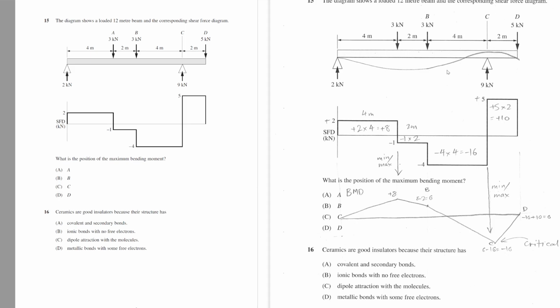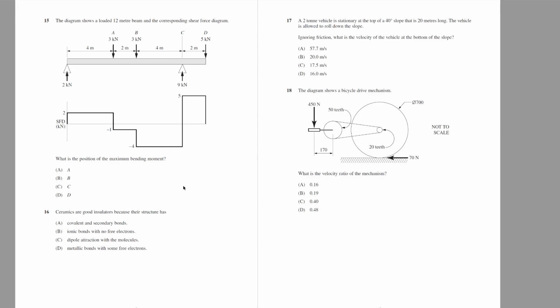That wasn't answered too badly. 2/3 of people got that. Okay. So, on to C. Ceramics are good insulators because ionic bonds have no free electrons. Yep, that's mostly true. Or that's the most correct.